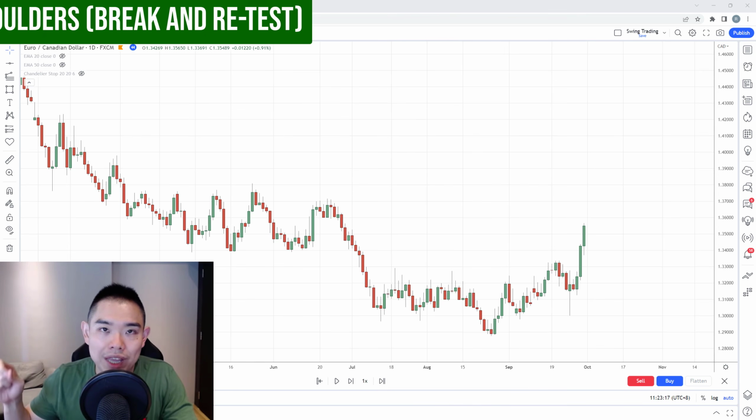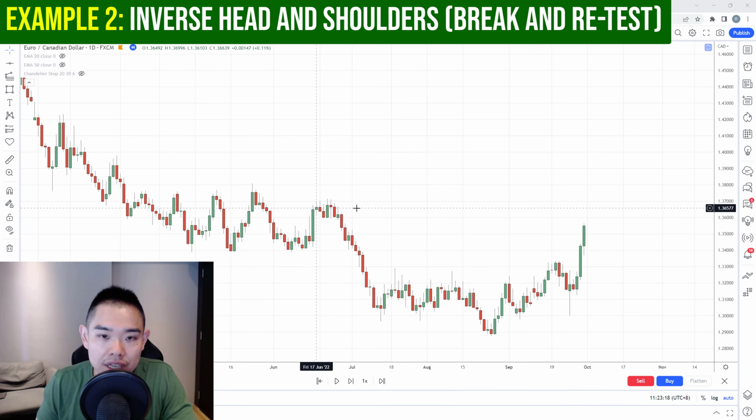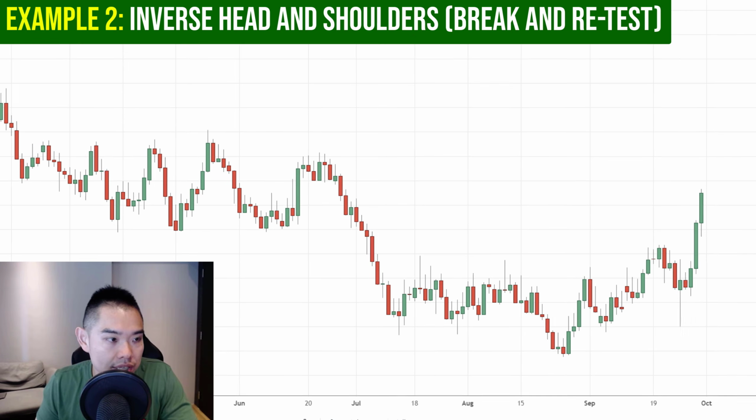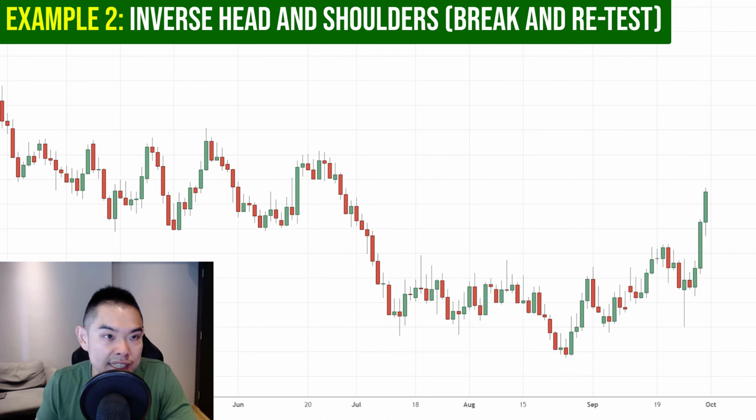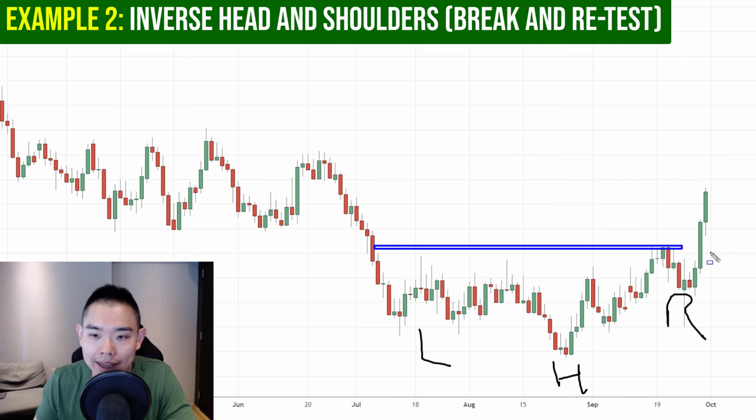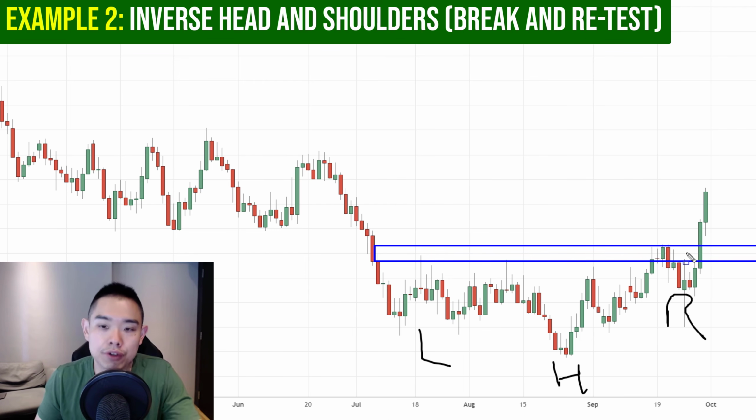Okay, next example, we have the break and retest on the inverse head and shoulders pattern. You can see on this chart, this is the daily time frame on Euro Canadian. You can see that we have an inverse head and shoulders pattern. This is the left shoulder, head, and this is the right shoulder. And also, this will be the neckline of the inverse head and shoulders pattern.